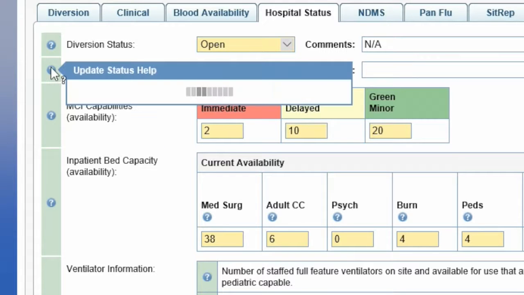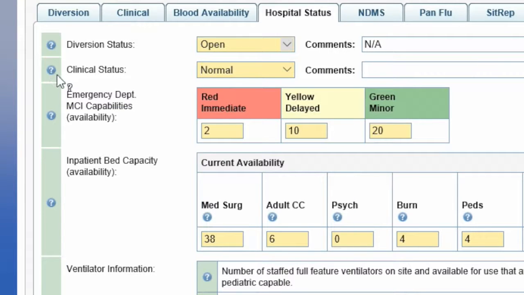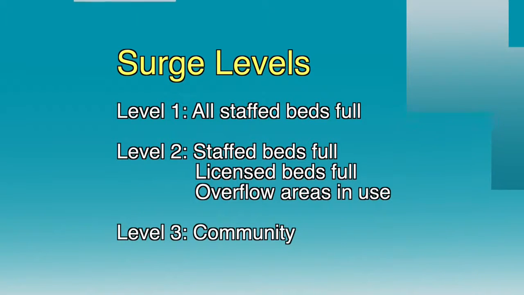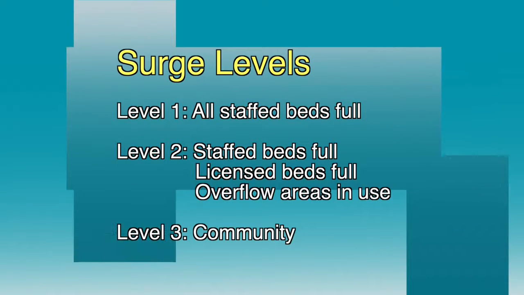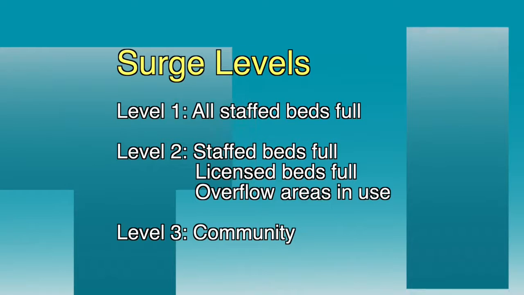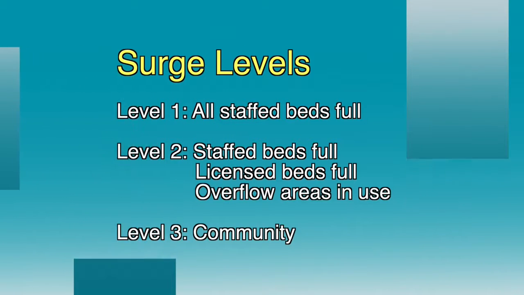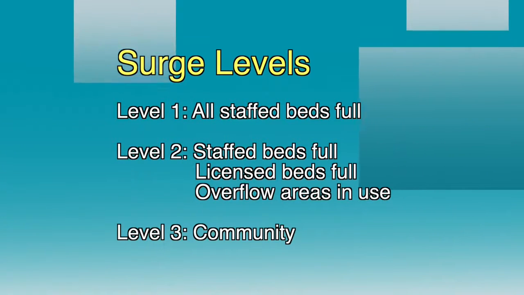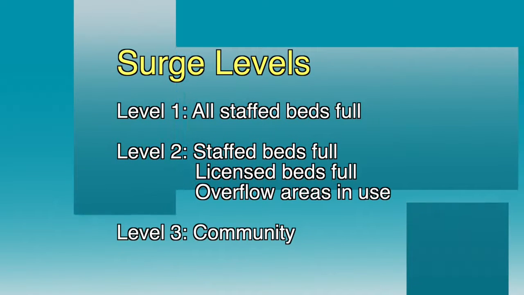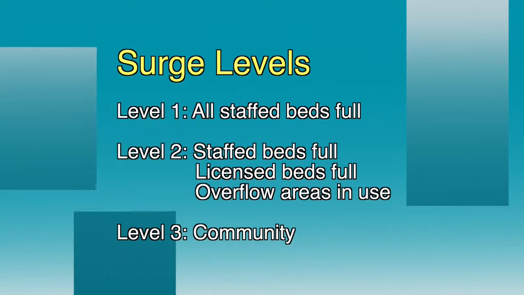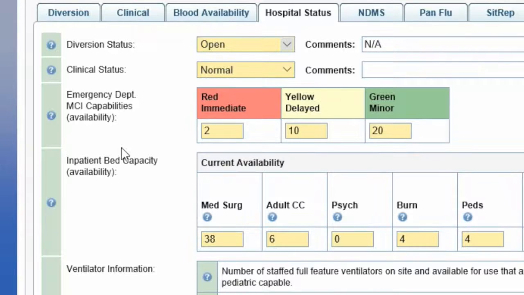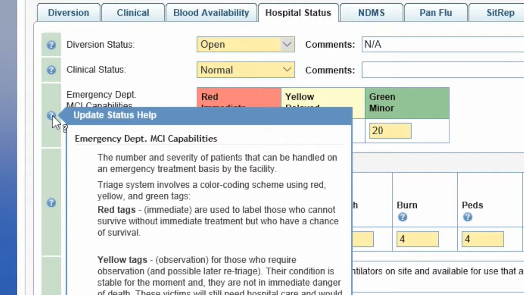Your clinical status is here. Now clinical status is really referring to your surge. In Virginia, level 1 surge means you're full to all your staffed beds. Level 2 surge indicates all your staffed and licensed beds, including your overflow areas, are being used. And level 3 surge is community surge, where patients would be at a hotel or other place in the community. We're going to go back here again and look at the emergency department, red, yellow, and green patients.